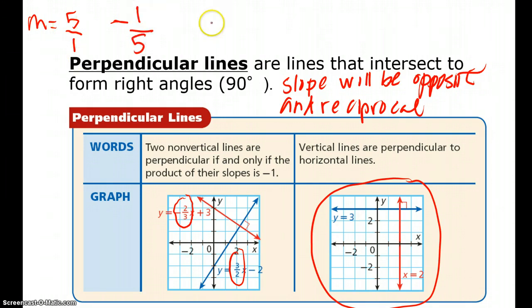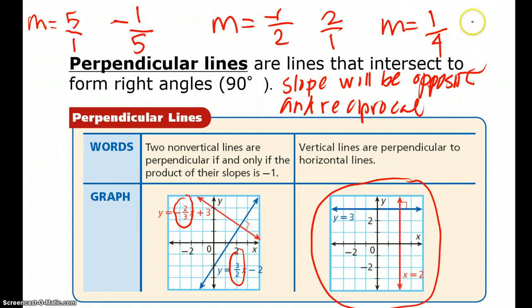If I gave you a slope of negative 1/2, take a second and you can pause this and find the opposite and reciprocal. So the opposite of that would be a positive, flip it upside down, and you'd have 2 over 1. One more. If I have, I don't know, 1/4, opposite of that would be a negative. Flip it upside down and we have negative 4 over 1, or just negative 4.